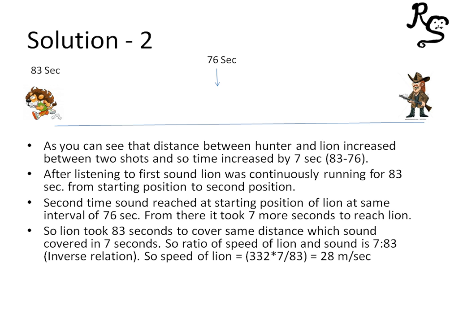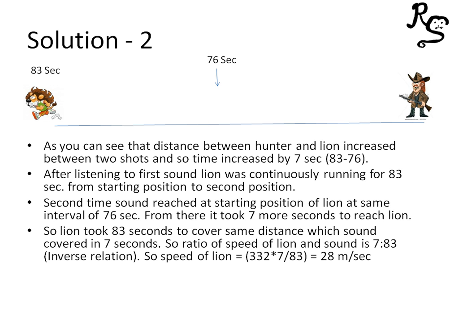From the illustration, it is very clear that the lion, from the first arrow till the end, continued to run for 83 seconds, whereas the sound reached the position of the arrow at the end of 76 seconds, and it caught the lion at the end of 83 seconds. It means the sound covered the same distance in 7 seconds.